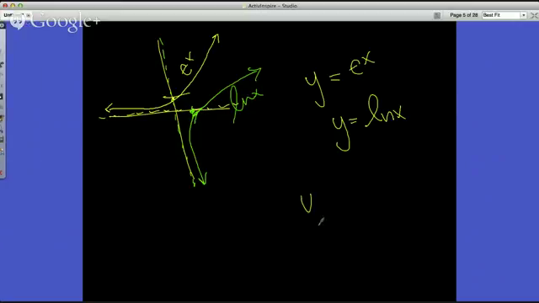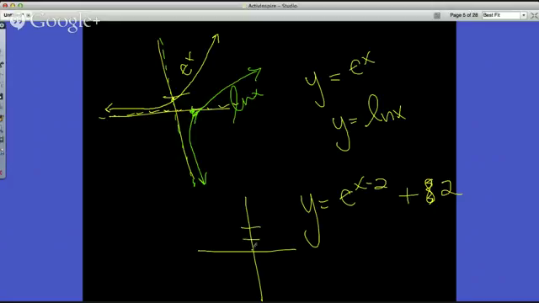So what if I did this? Y equals e to the x minus 2 plus 2. Where would that go? What would happen with this horizontal line? Shift right 2. Perfect. So this point right here, that normally goes through (0, 1), would go right 2, up 2. So it should go about right there.